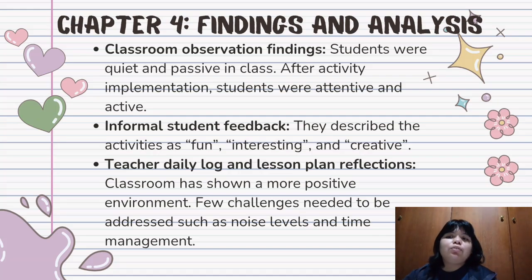So first is classroom observation findings. Students were quiet and passive in class. After activity implementation, students were attentive and active. Next, informal student feedback. They described the activities as fun, interesting, and creative. And last but not least, teacher daily log and lesson plan reflections. The classroom has shown a more positive environment. Few challenges needed to be addressed, such as noise level and time management.